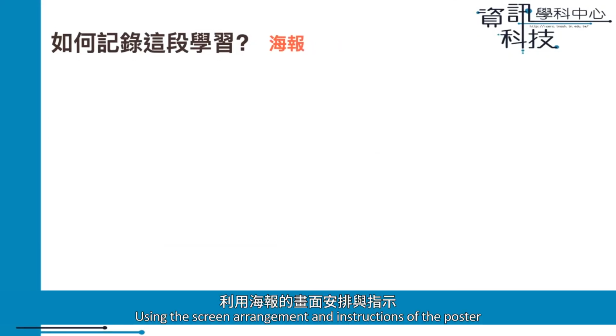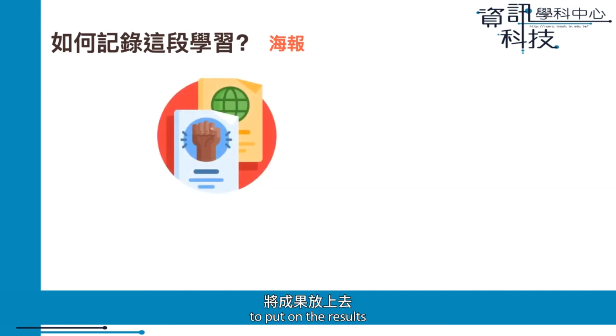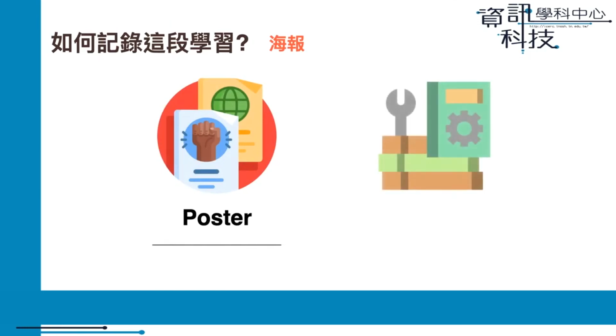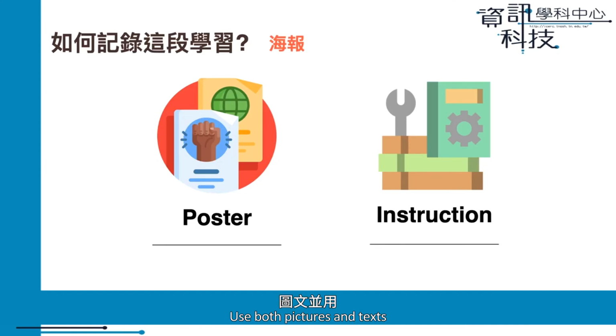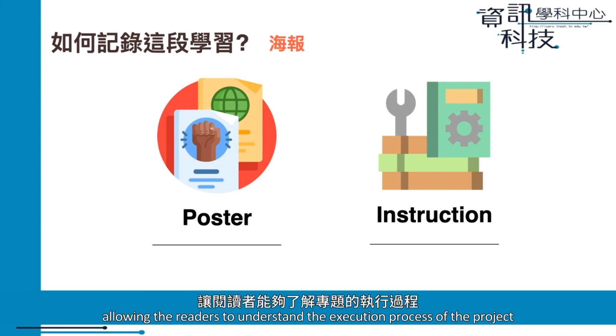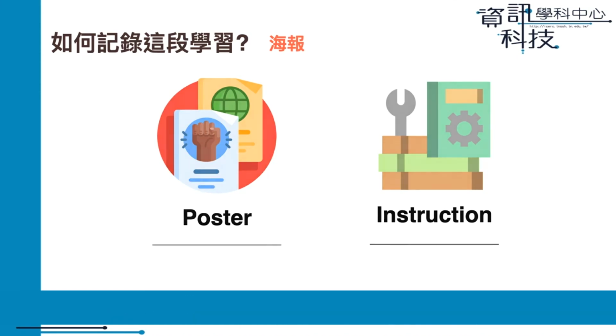Poster. Using the screen arrangement and instructions of the poster to put on the results, it is then a display capable of clearly presenting the production progress. Use both pictures and text to enhance the readability of the poster, allowing the readers to understand the execution process of the project.